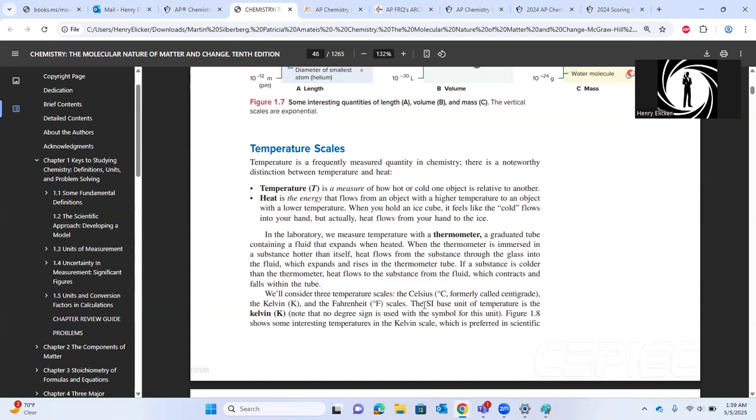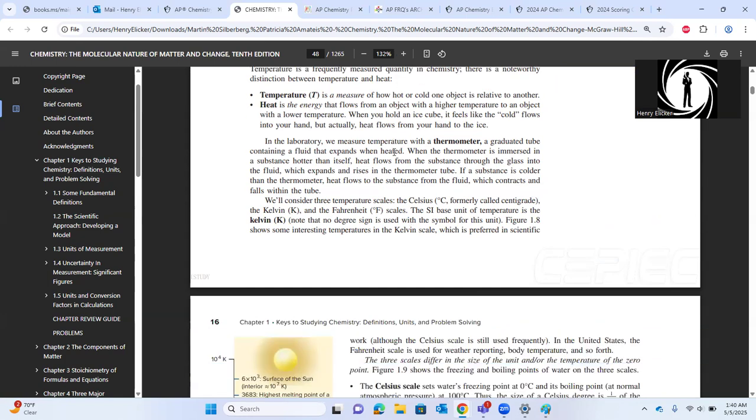For instance, if I took a hot chunk of metal and I put it next to a cold chunk of metal, cold does not travel. Cold is simply the absence of heat. Only heat travels. So the heat is going to travel from that hot brick into the colder brick till it equals.